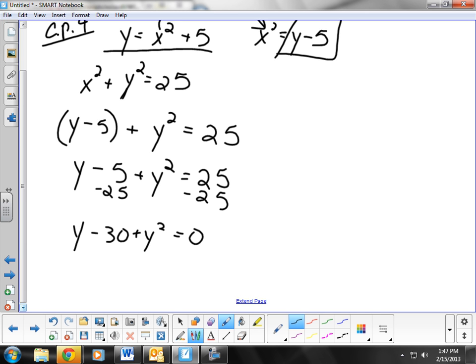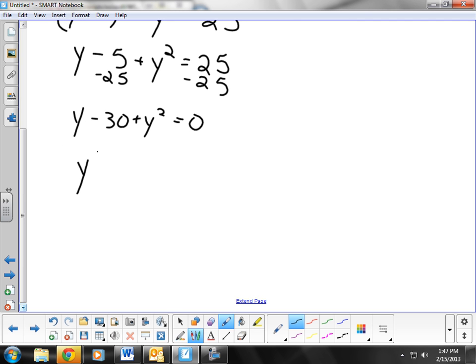CJ, what were you going to say? Put the y squared in front because we don't like it like this. You can't factor it like that. So we have y squared plus y minus 30 equals 0. And now this is one that factors nicely, right? What two things multiplied together give you negative 30 that add together to give you positive 1?